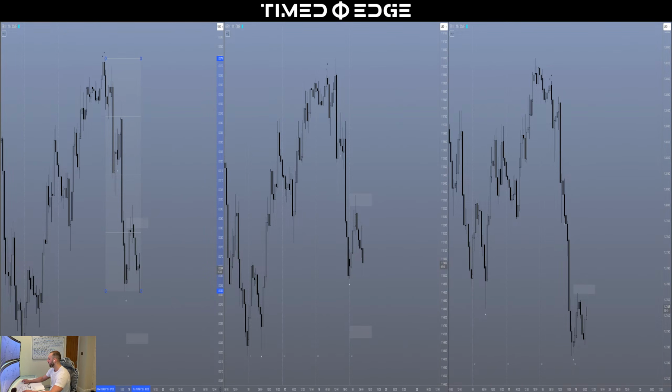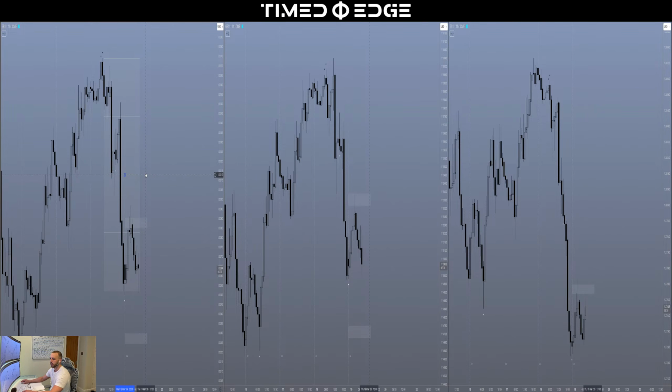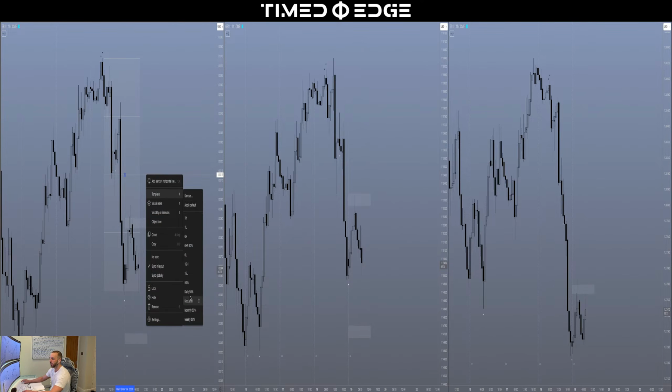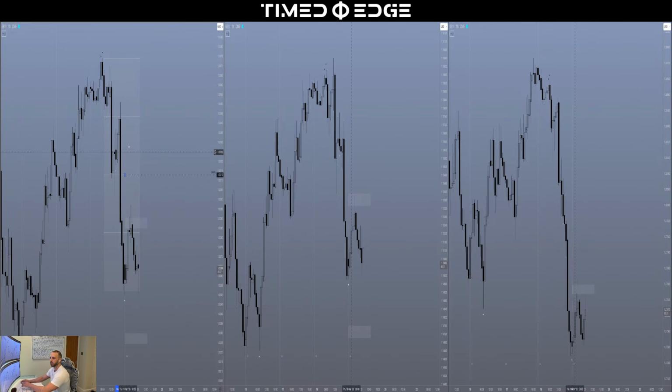Just going to mark out equilibrium of previous day's range. I think that's something I'm going to have to add to the indicator actually. It might actually be on it.